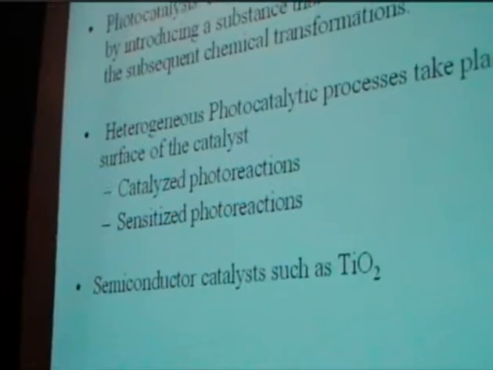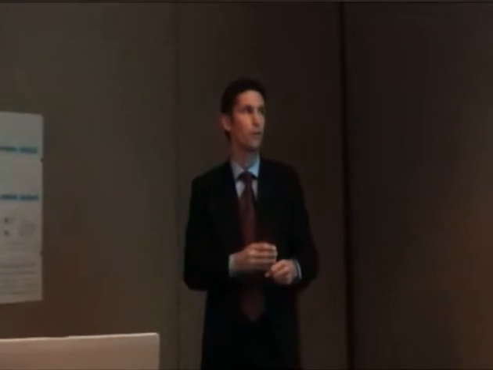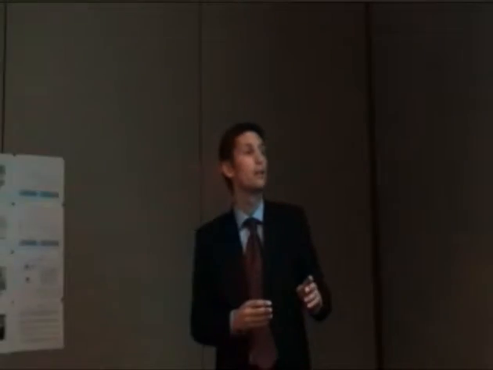In catalyzed photoreactions, the absorption of light occurs on a molecule that is adsorbed on the surface of the catalyst, and the initial excitation proceeds, and the reaction continues starting from that photoexcitation. In the sensitized case, it is the substrate that first absorbs the light and is activated, and it transfers electron or energy to adsorbed species, and that's how the reaction is started. We are particularly interested in this type of reaction, and more specifically, we wanted to study semiconductor catalysts such as titanium dioxide.